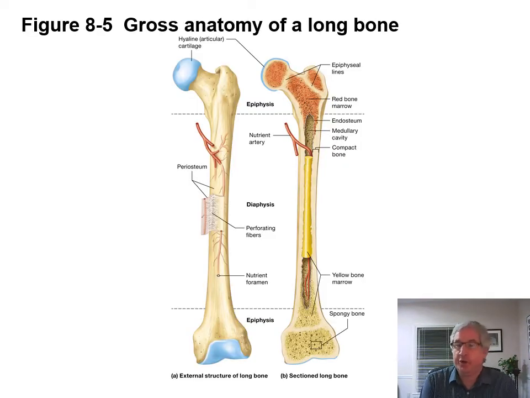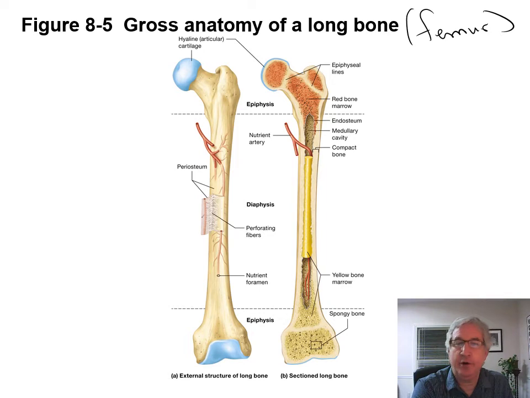Okay, so we're going to talk about the gross anatomy of a long bone. We use a long bone because it has a lot of features on it, and it's easier to understand. Gross anatomy means large things that you can see with your naked eye, versus microscopic anatomy, which is things you can only see with a microscope. Anyway, this long bone is the femur, okay?